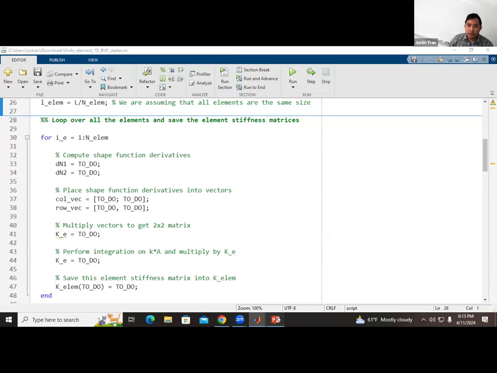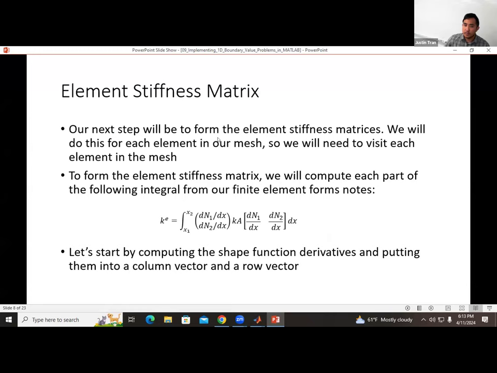Okay. So the next thing that we need to compute here are the element stiffness matrices. The element stiffness matrices for a 1D boundary value problem is given by this integral here. That goes back to the first example we did on Tuesday, right? So you evaluate this integral, and that gives you your 2x2 element stiffness matrix. So you have the integral from x1 to x2 of the column vector dN1/dx, dN2/dx times kA times the row vector dN1/dx, dN2/dx. The multiplication of these two vectors together will give you your 2x2 matrix, and then you integrate the kA to give you your factor. So it's a lot of steps to do, but let's break this down step by step.